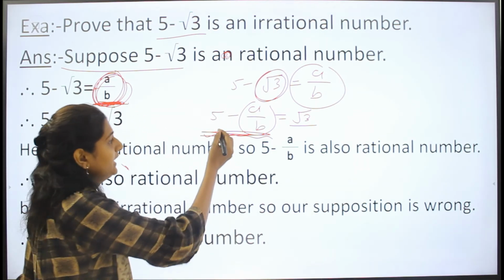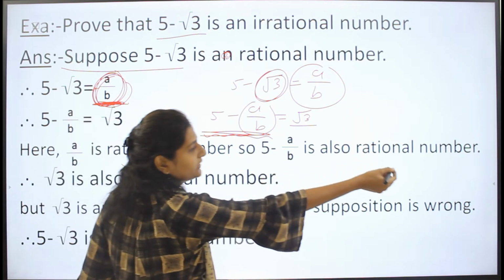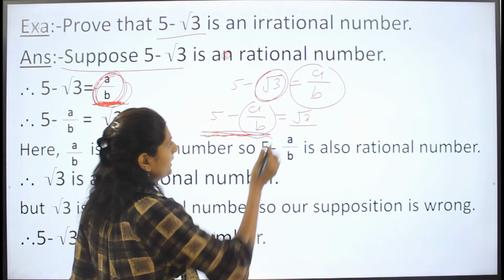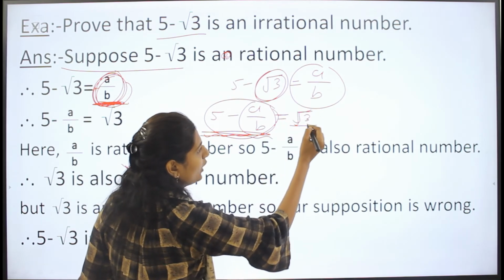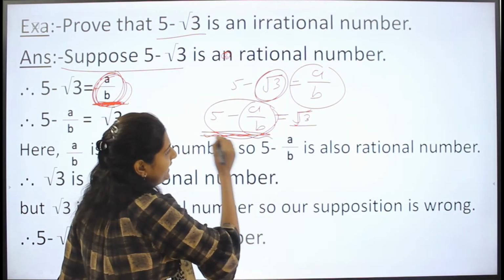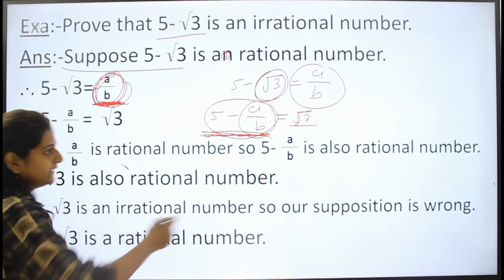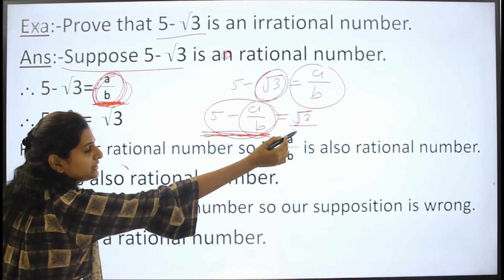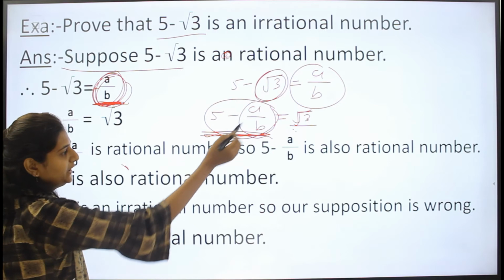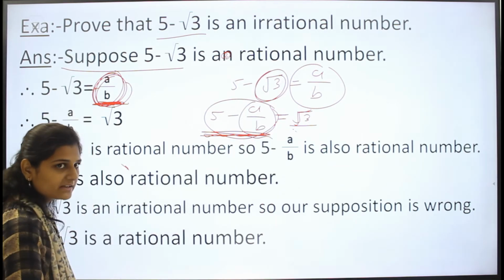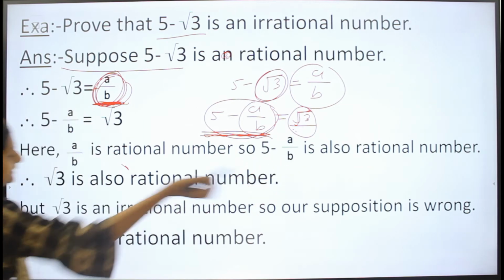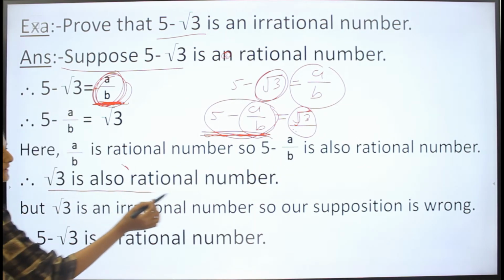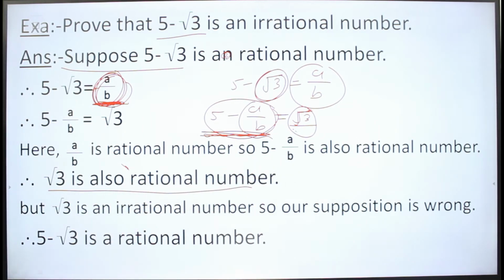So you can write 5 minus a upon b is also a rational number, but this whole expression is equal to square root of 3. So if it is a rational number, then this will also be a rational number. So if 5 minus a upon b is a rational number and it is equal to square root of 3, then square root of 3 is also a rational number.